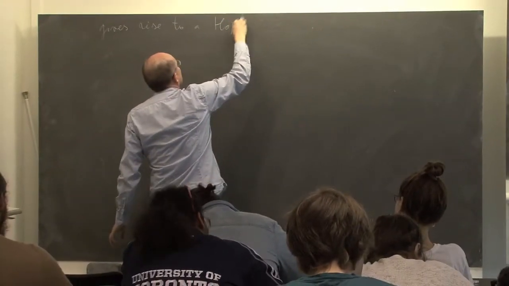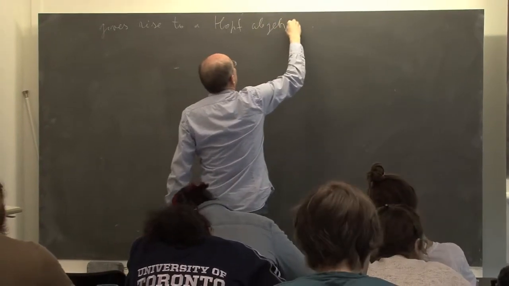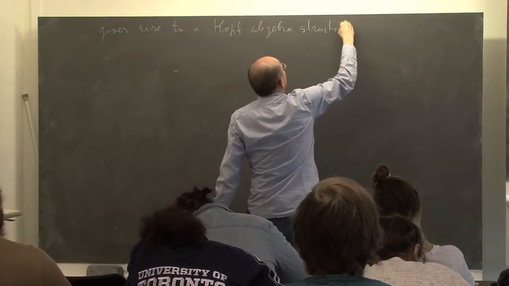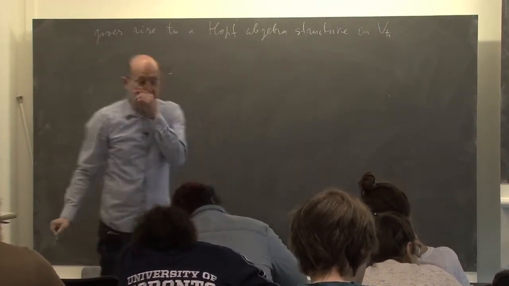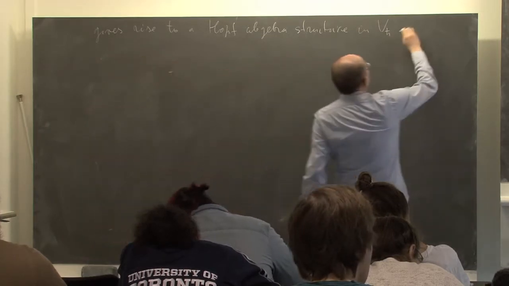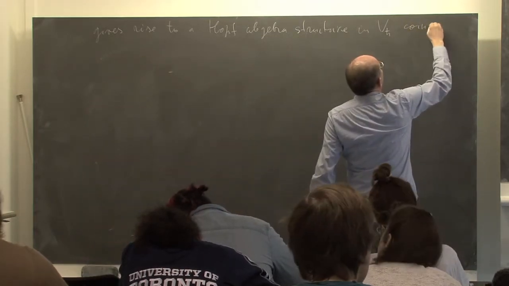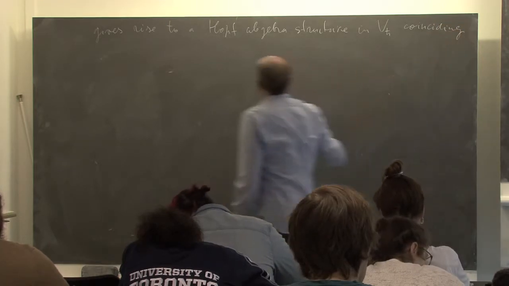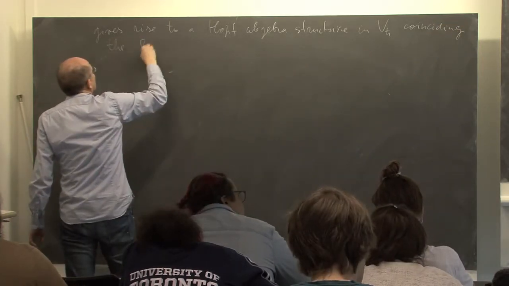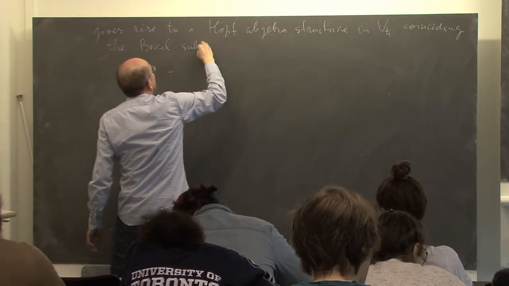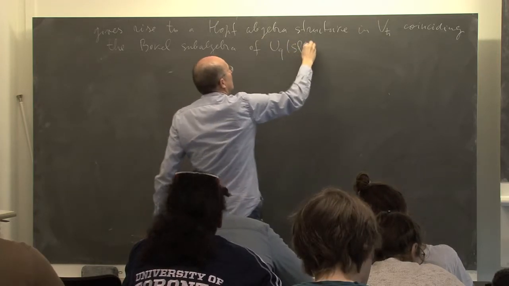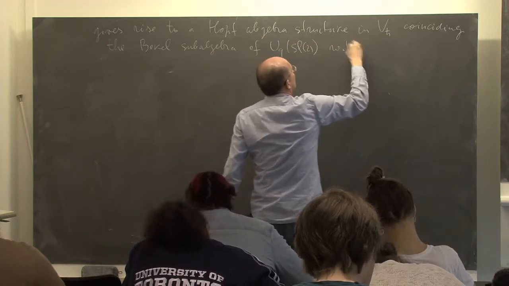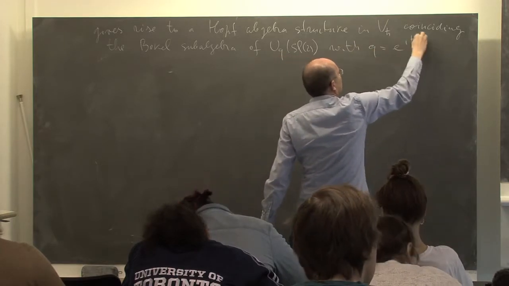Gives rise to a Hopf algebra structure in V sub h bar, coinciding with the Borel subalgebra of U_q(sl2) with q equal e^{i h bar}.